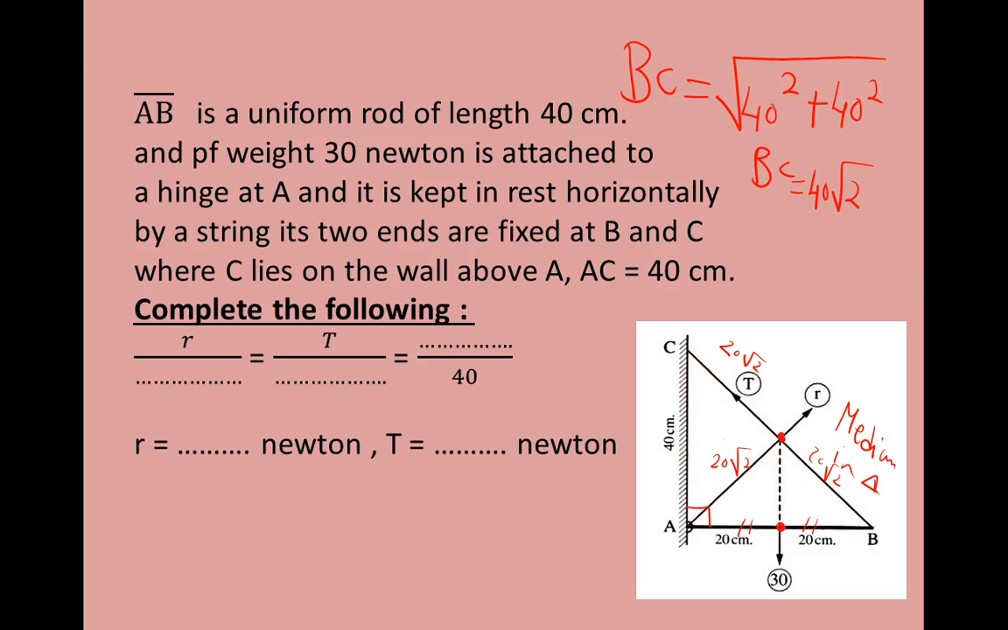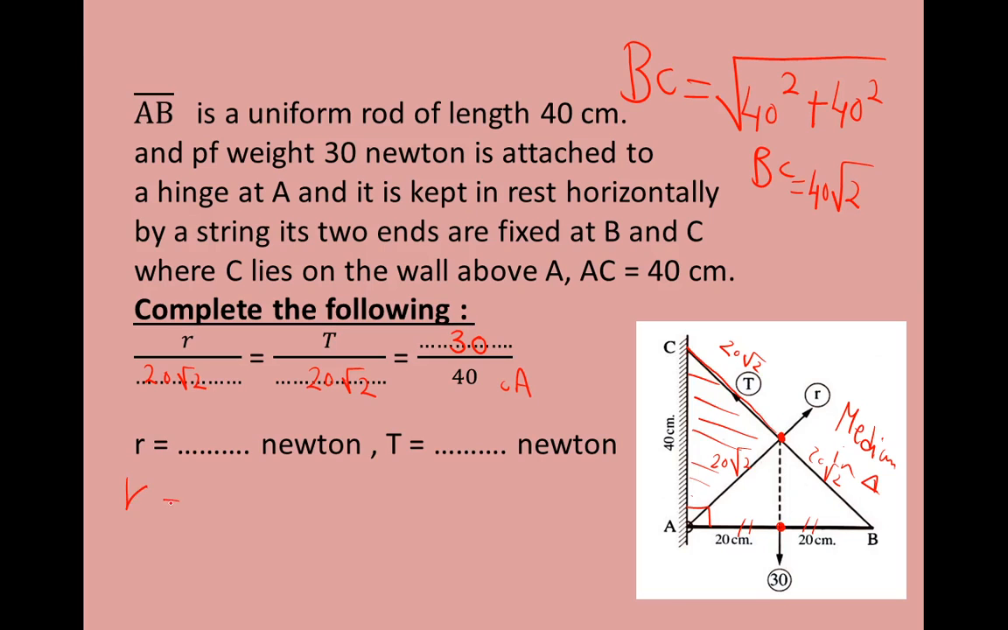Then I will take this triangle as a triangle of forces, where the median is the line of action of the reaction force. This line segment is the line of action of the tension force, and CA represents the weight. Therefore, the weight, 30, over the length of CA, which equals 40 centimeters, equals the tension force over 20 root 2, and the reaction force over 20 root 2.